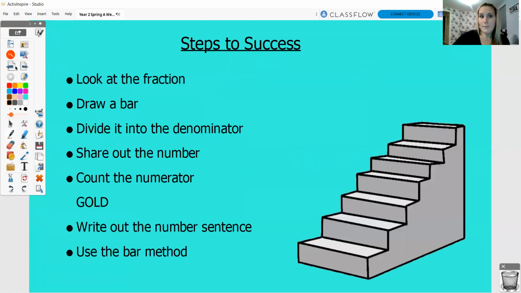So, step success. Look at the fraction. Draw a bar. Divide it into the denominator. Share out the number and count the numerator. If you get onto gold, then you need to write out a number sentence for the problem, then solve the problem and write in your answer.